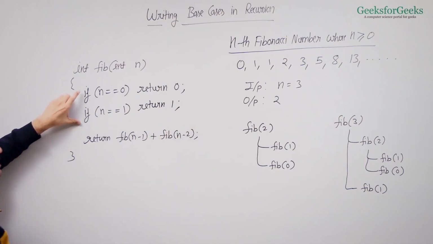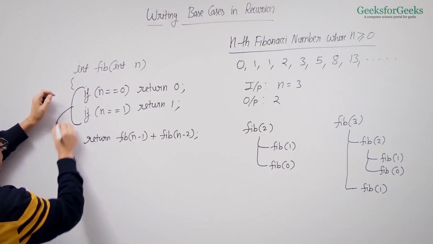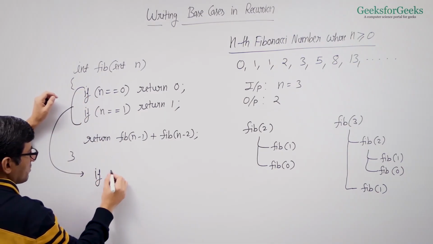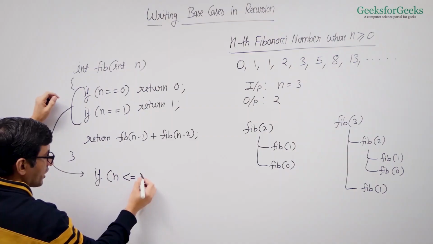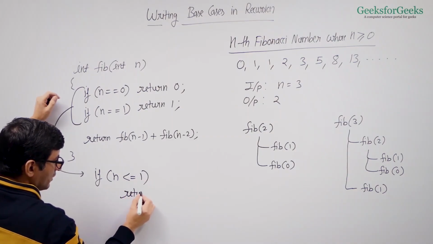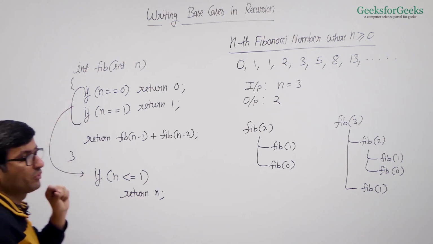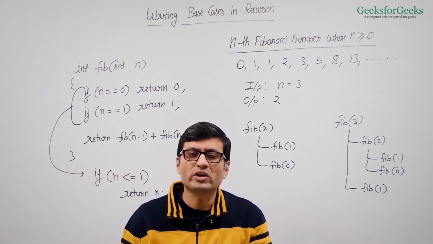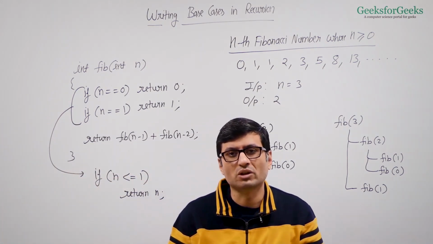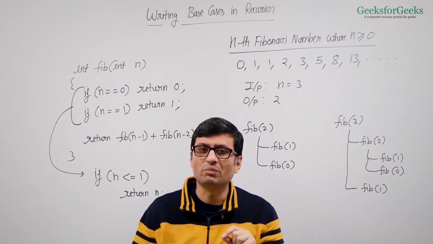Although we can combine these two also. We can say that if n is smaller than or equal to 1, then return n. That's a shortcut for writing these two base cases. But we need to handle n equal to 0 and n equal to 1 both. Otherwise, we'll be in problem.